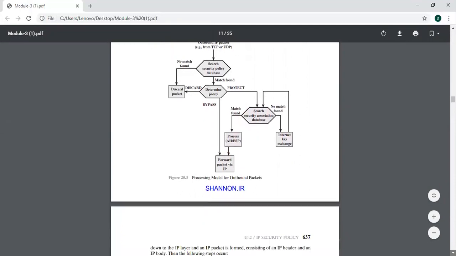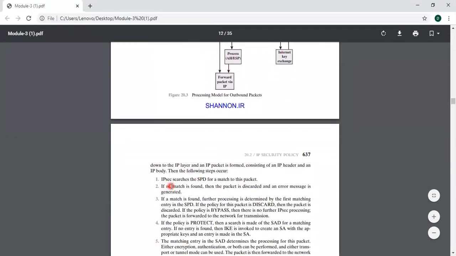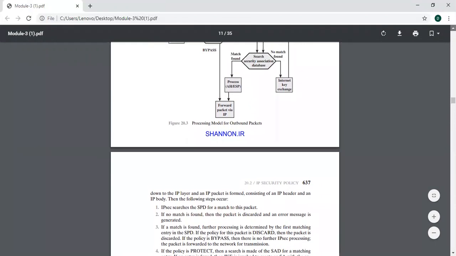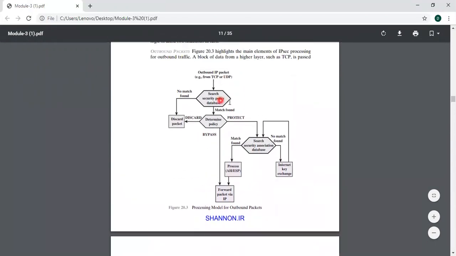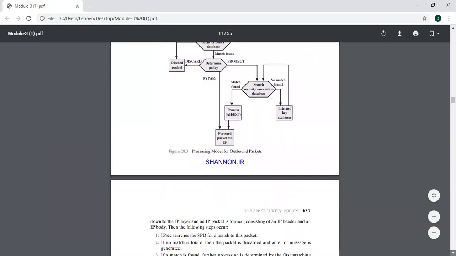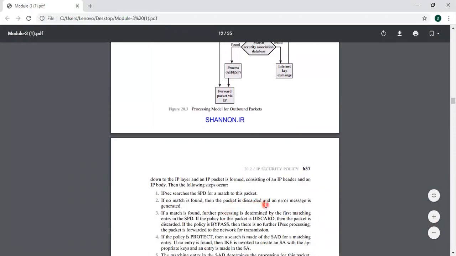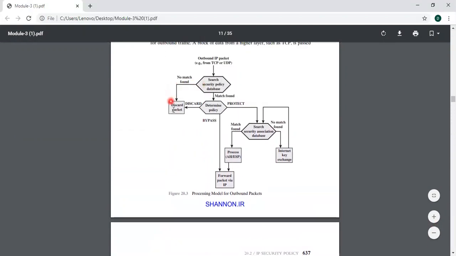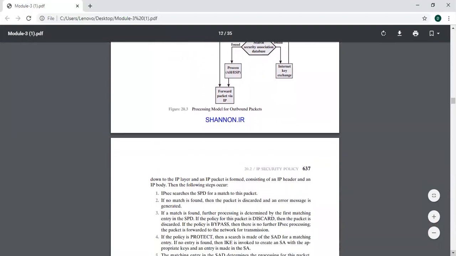Here the steps are explained. First step: IP security searches the SPD for a match to this packet. Second step: if no match is found, the packet is discarded and an error is generated, as you can see in the diagram. Third: if a match is found, further processing is determined by the first matching entry in the SPD.